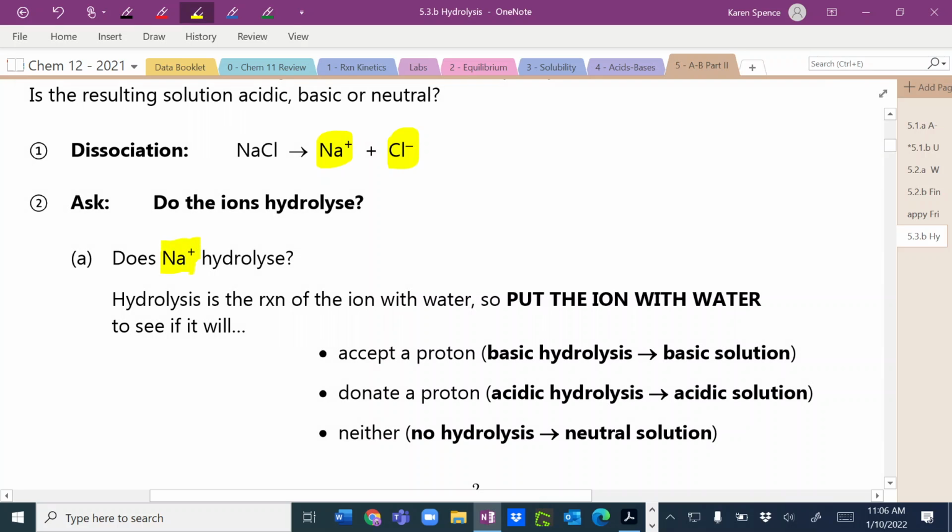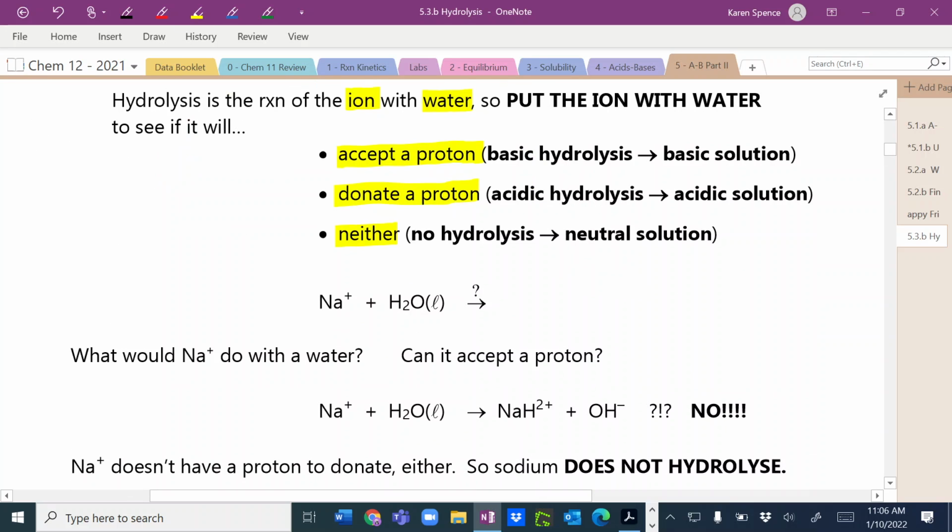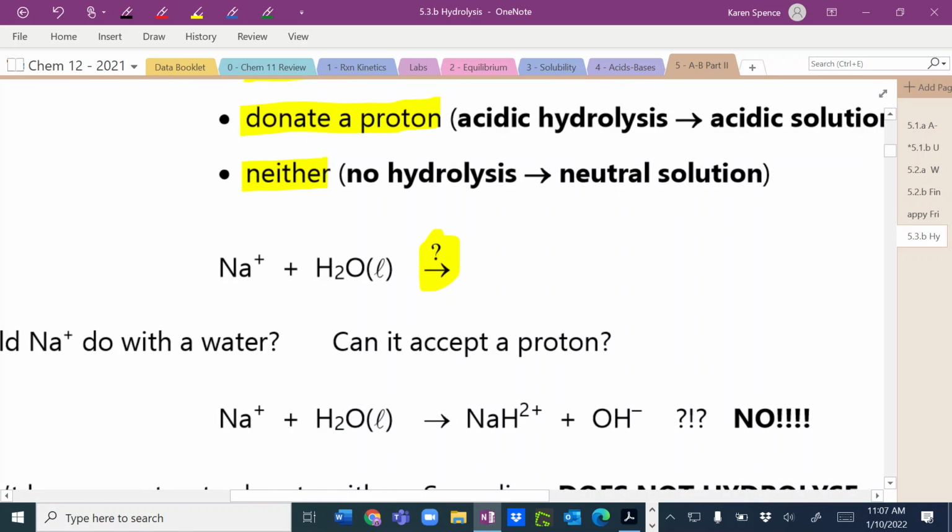Na+. Now remember, hydrolysis is the reaction of the ion with water. So you're going to put the ion with the water. You're going to see, will it accept a proton? Will it donate a proton? Or will it do neither? So if we put sodium with water, what do those two things do when we put them together?